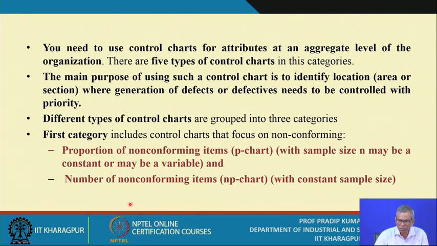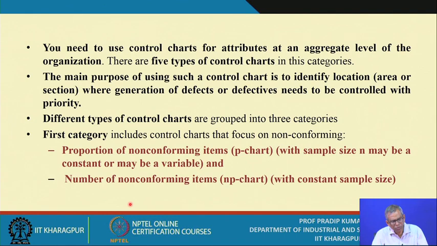So there are 2 charts we use. One is the proportion of non-conforming items. It refers to the proportion of non-conforming items, so it is referred to as the P chart. P stands for proportion non-conforming, where the sample size n may be a constant or may be a variable. So both the cases you need to consider.